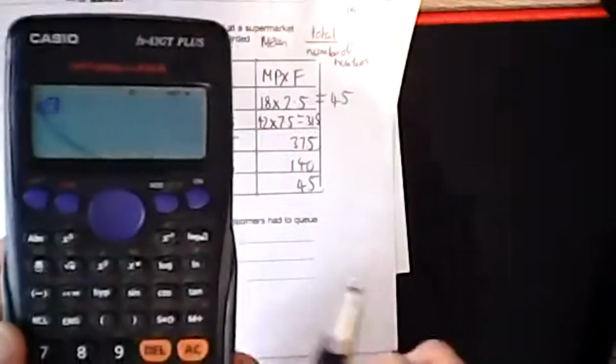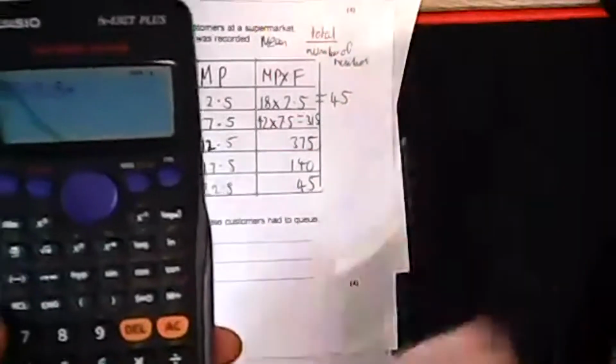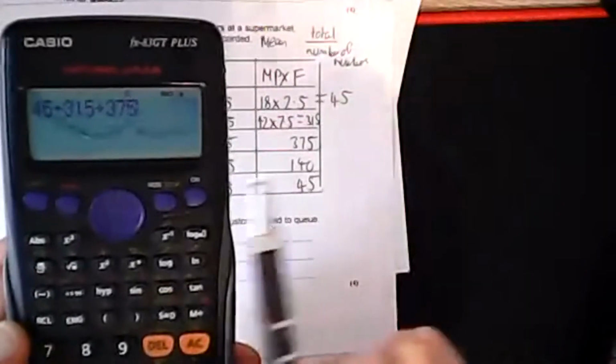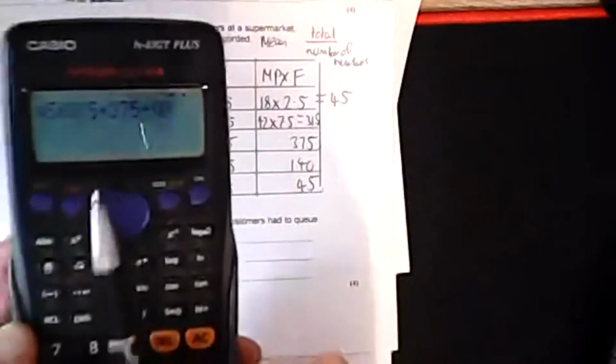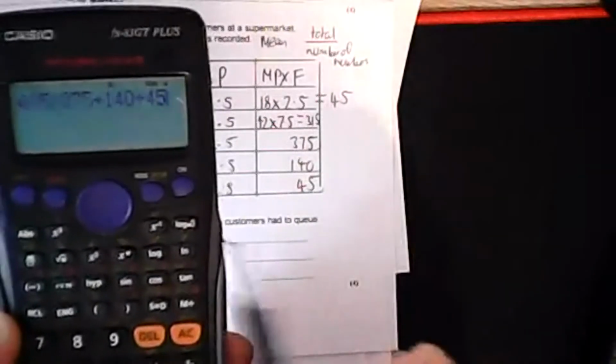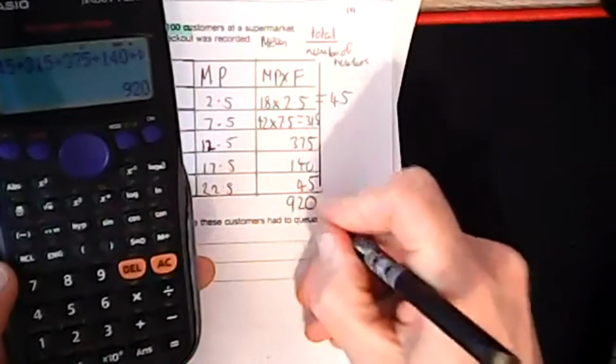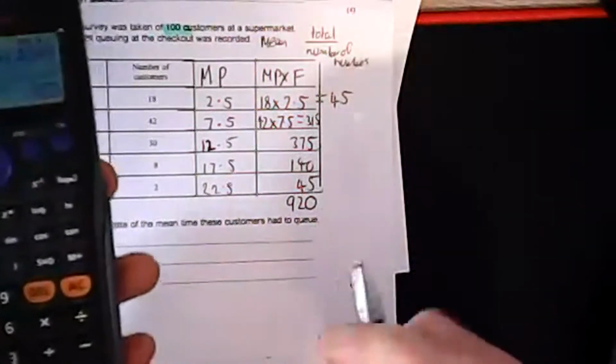Alright, so we're going to add that column up. So simple job, 45, add 315, add 375, add 140, add 45. Hope I haven't missed anything off there. 920, and I always write the total down there, 920.